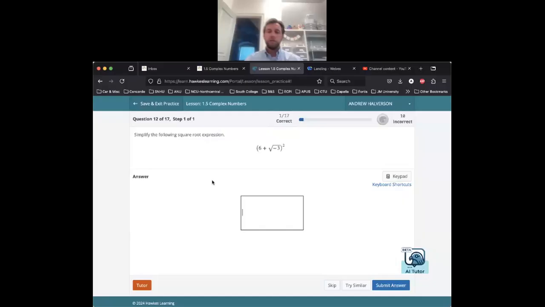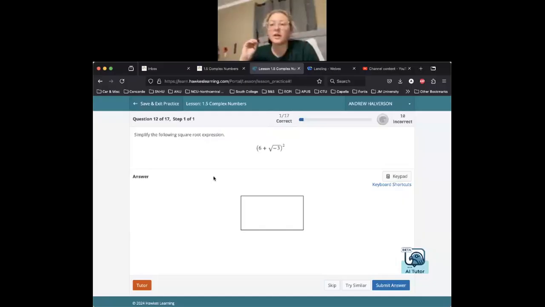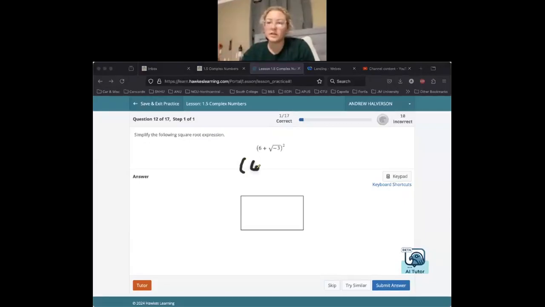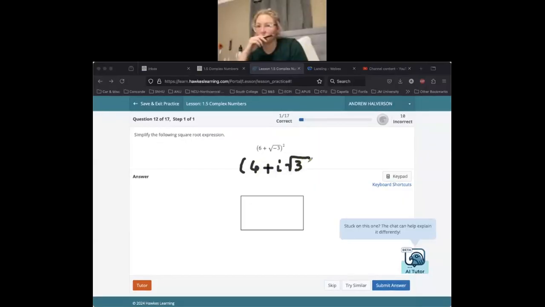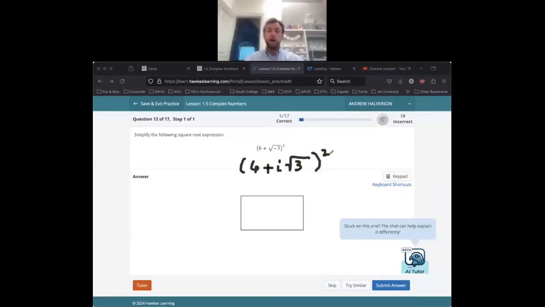I would start off by doing 6 plus i square root of 3 first, to take out the negative sign and then go from there. Right. That is the right step. Take out that negative sign, turn it into i. And now that we've done that, let's do our second copy instead of squared.